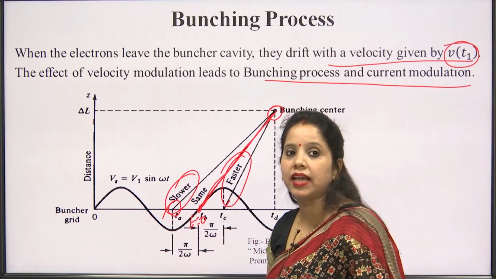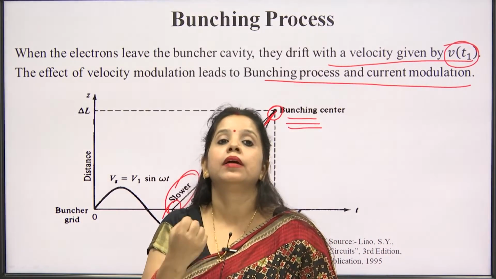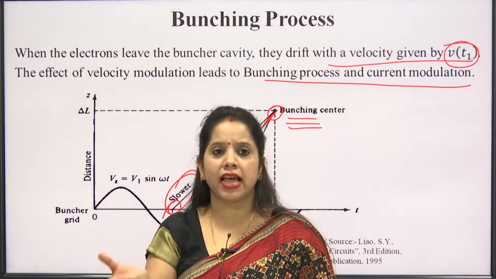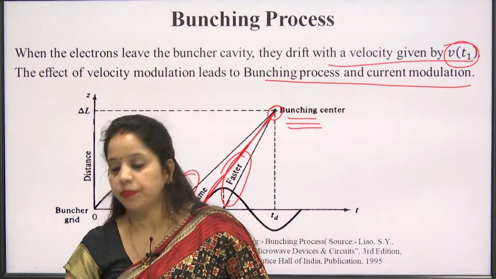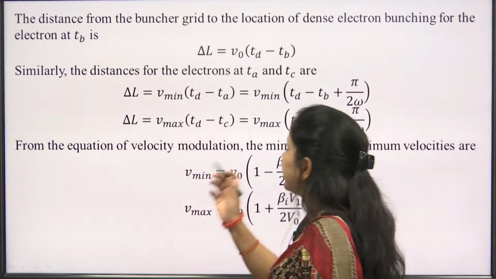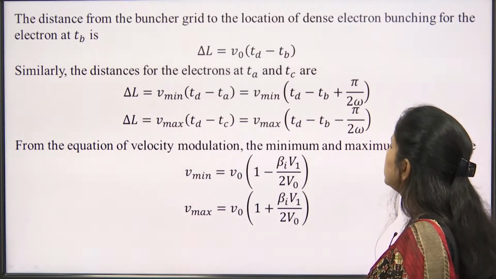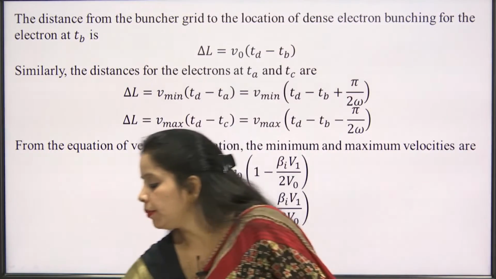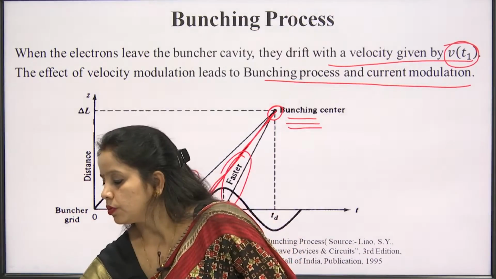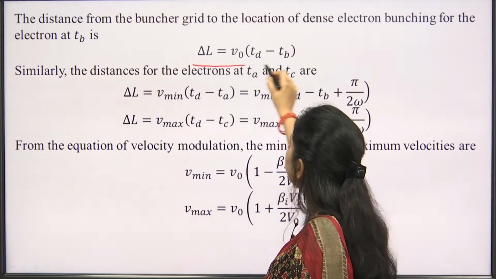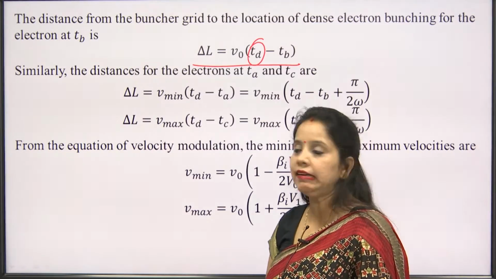So, this is the reason: some electrons have the decreased velocity, some electrons have the increased velocity, and some have the same velocity as the initial. That is why it is going to happen. For the distance from the buncher grid to the location of the dense electron bunching, for the electron at Tb, where Tb means at the same velocity, del L should be equal to V naught times Td minus Tb. Td is the time of reaching the final destination.